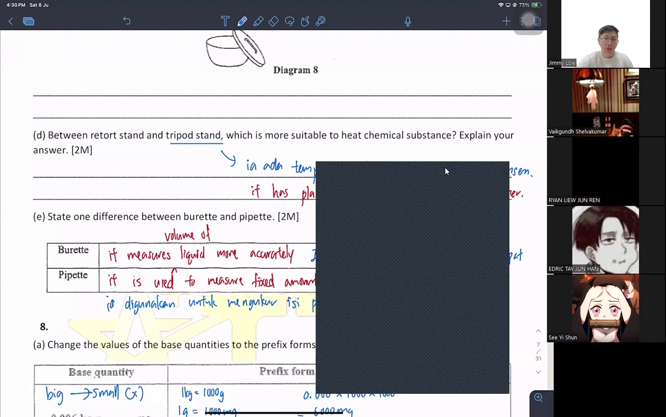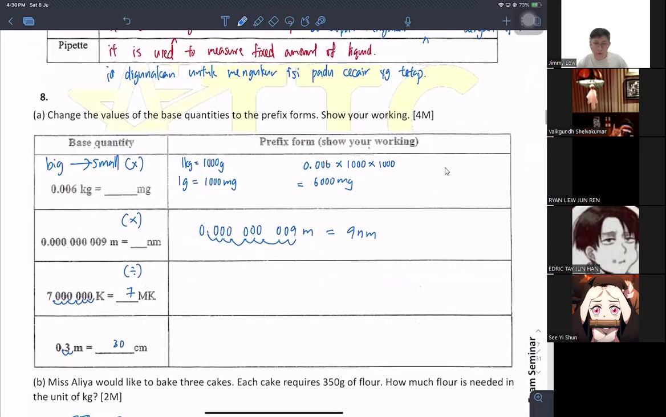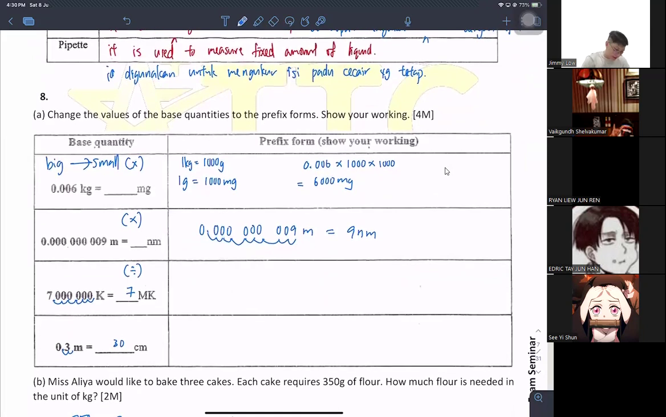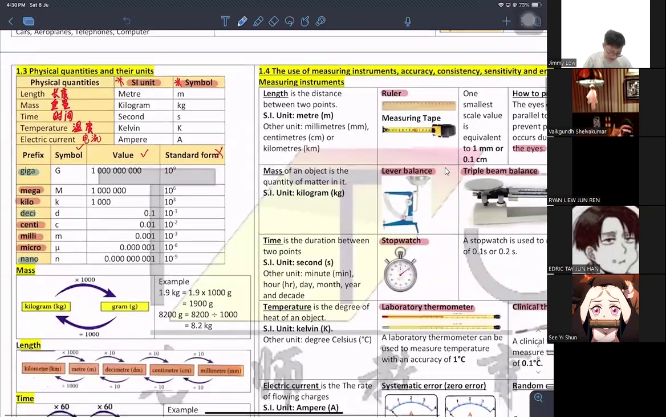Okay, done. For the prefix, you have to first analyze whether the value is going from big to small or from small value to big value. From big to small, we are going to use multiply. So what are you going to multiply? First, this thing itself is kg. What we know here is 1 kg equals 1000 gram, and 1 gram equals 1000 milligram. So here it is, the milligram.